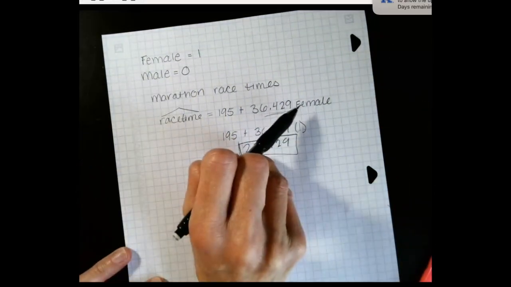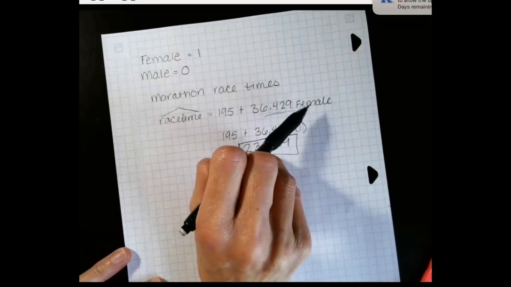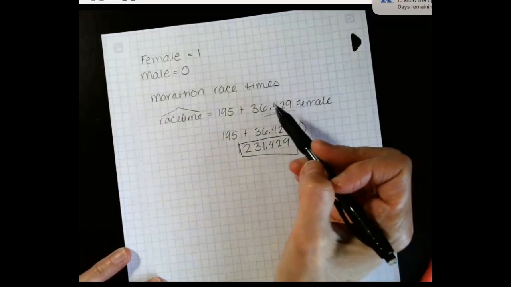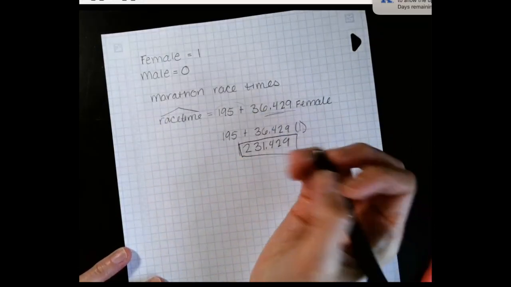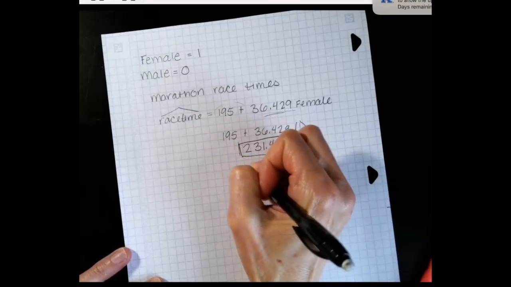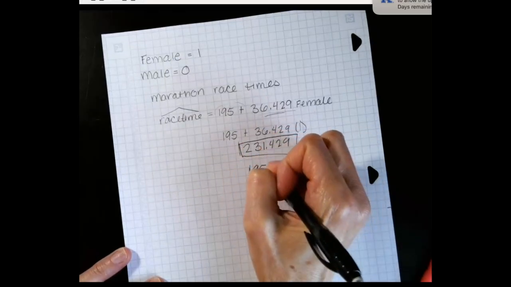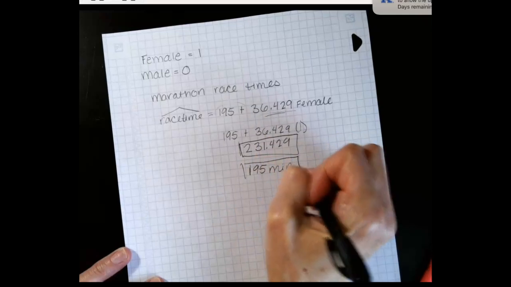So for male, we're going to put our x as 0. So then it will get rid of our slope, and now we're just going to be left with this. So a male's finishing time on average would be this 195 minutes.